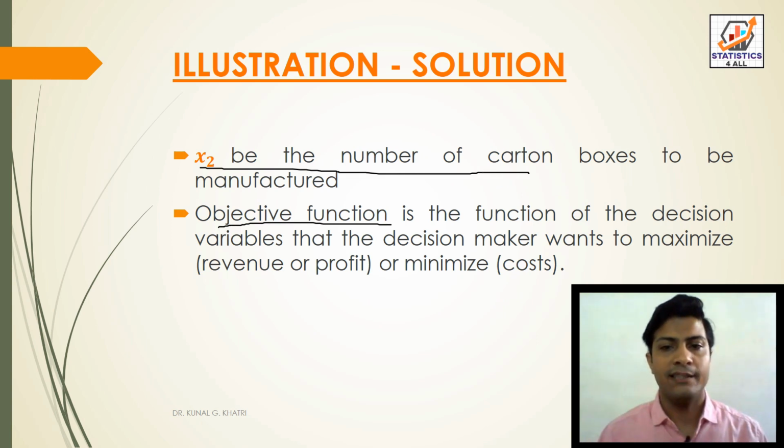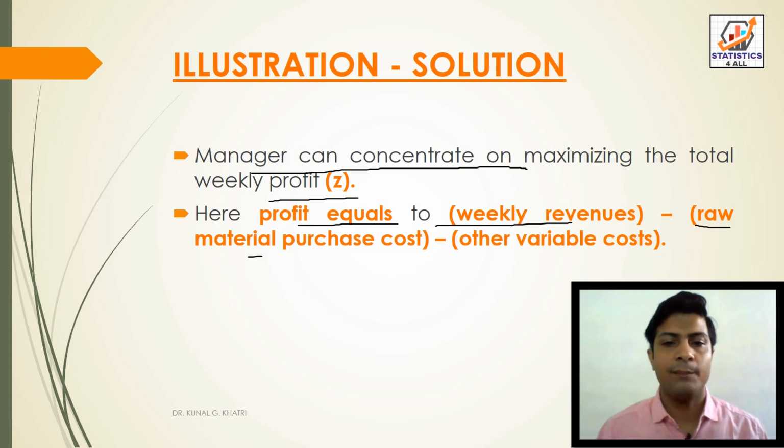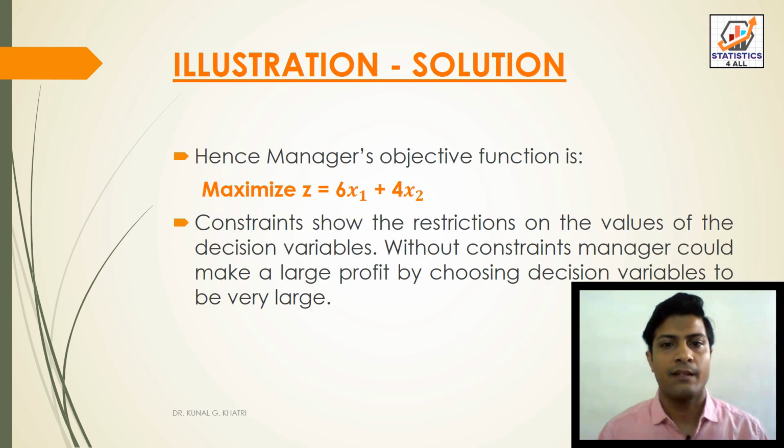The objective function is the function of the decision variables that the decision maker wants to maximize, as revenue or profit, or minimize, as cost. The manager can concentrate on maximizing the total weekly profit, that is Z. Here profit equals weekly revenues minus raw material purchase cost minus other variable cost. Here the manager's objective function is maximize Z = 6x1 + 4x2.